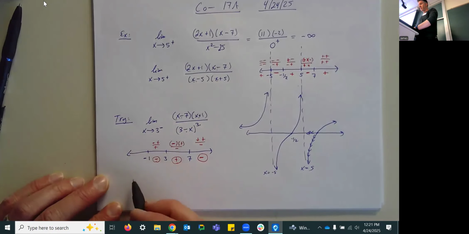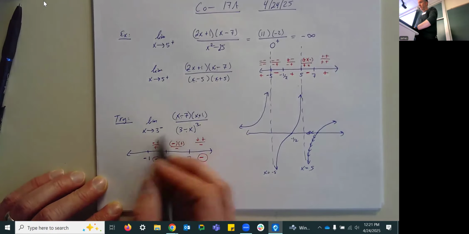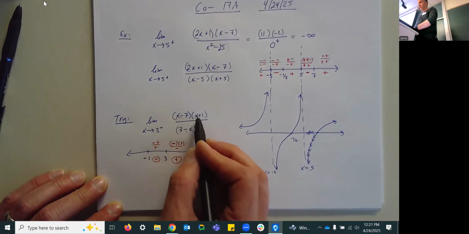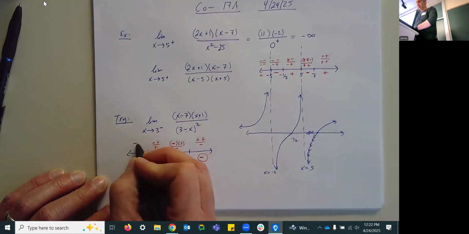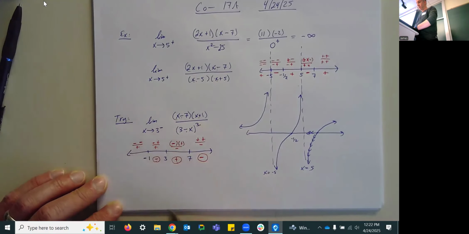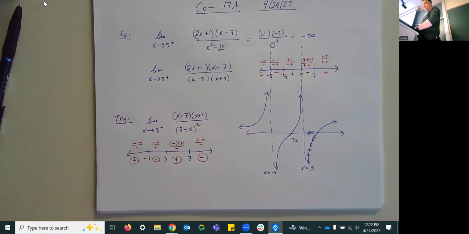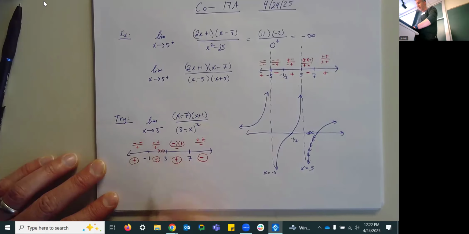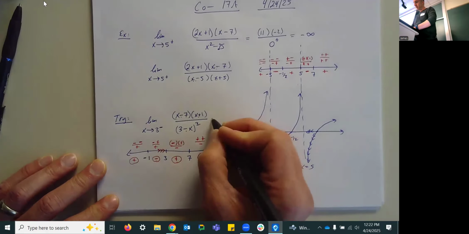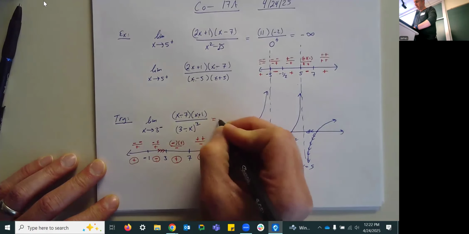And finally, over here on the other side of -1, we have, say, -2, a negative factor, and a positive factor overall. That's negative times a negative over a positive, so the whole thing is positive. So now if we look at the part we're actually interested in, which is approaching 3 from the left-hand side, we can see that on the left side of 3, the whole thing is going to be negative. So we're getting negative infinity.